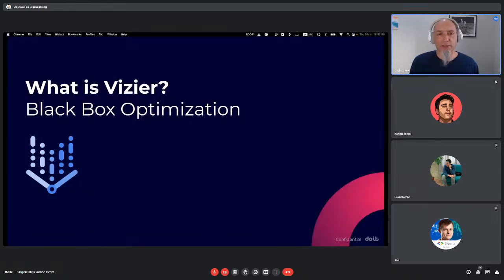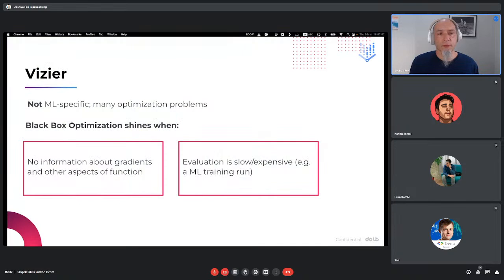What is black box optimization? This is not specific to machine learning. It works for many different optimization problems. Black box optimization shines when you have no information about the gradients or other aspects of the function.